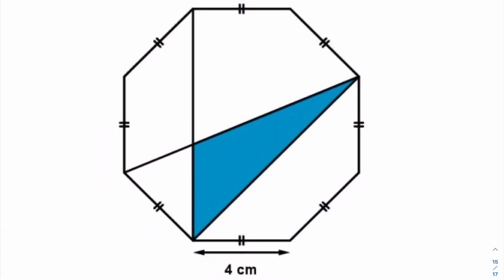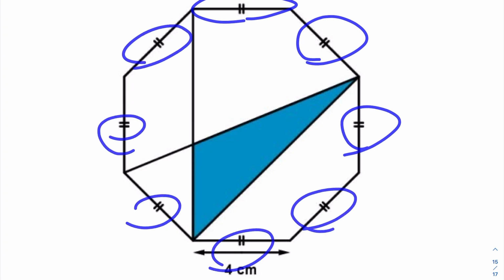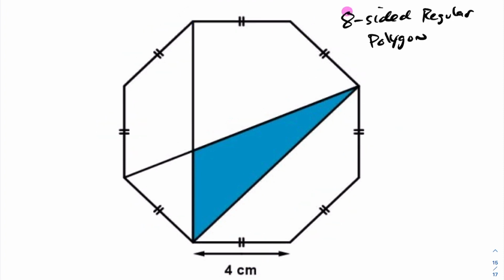Alright, take a look at the following problem. Here we want to calculate the area of the shaded region. This right here, well, notice here we have a 1, 2, 3, 4, 5, 6, 7... we have an 8-sided shape here. So we have ourselves an 8-sided regular polygon. Regular means that the length of all the sides of this polygon are the same.